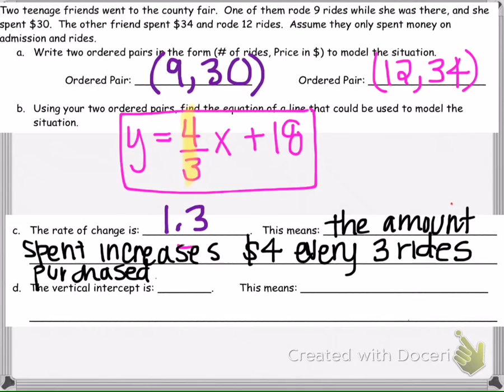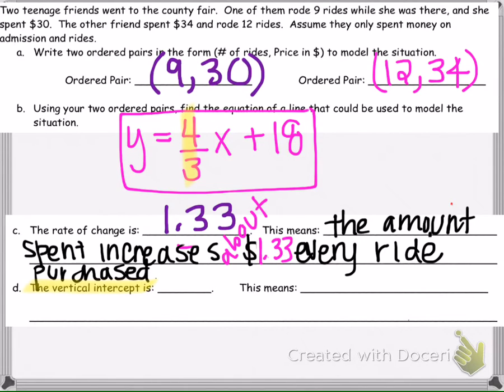So instead of 4/3, if we divide it, we could put 1.33. Now that's about, and then we would say the amount spent increases about $1.33 every ride. So every ride costs $1.33.